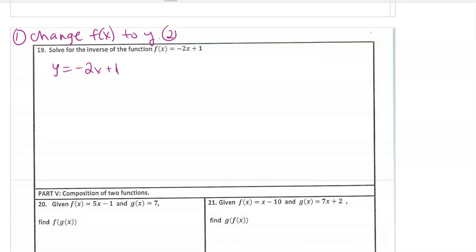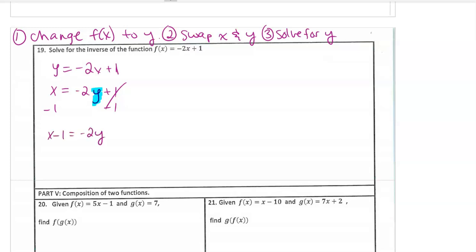All right, step 2, swap x and y. Okay, so here we're going to say x, and here we will say y. All right, easy enough. Step 3, solve for y. Now we need to solve for y. What would be our first step in getting y all by itself? Well, we need to subtract the 1. And then last, we need to divide by negative 2.